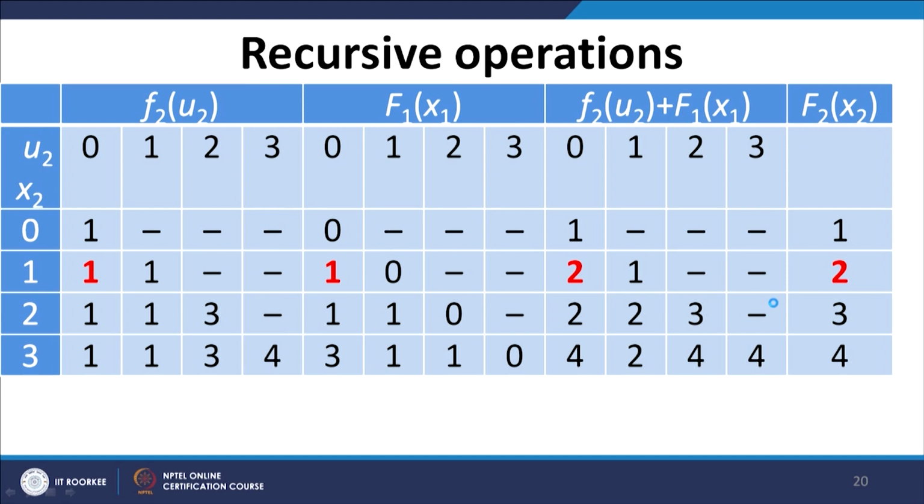Now, this is depending upon the way in which small f2(u2) and capital F1(x1) is defined, and this third is the sum. So, this is the sum of the two, right, and whatever you get, that is the F2(x2) is written. So, please note, for example, this 1 I have marked in red and this 1. So, 1 plus 1 is 2. So, therefore, this 2 comes over here, and like this all the entries can be verified.